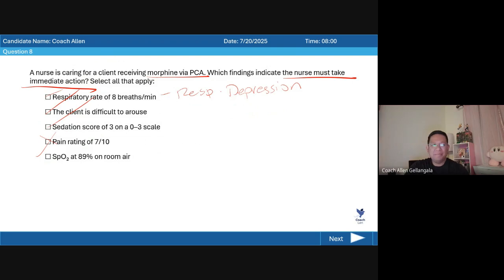That's the PCA pump. A decrease in your SpO2 to 89 on room air. Any form of decrease in oxygen saturation is also an indication of a decrease in respiratory drive. Therefore, letter E is also included. So if you answered, for my students in Google Meet as well as the Facebook group, A, B, C, and E, you got it right.